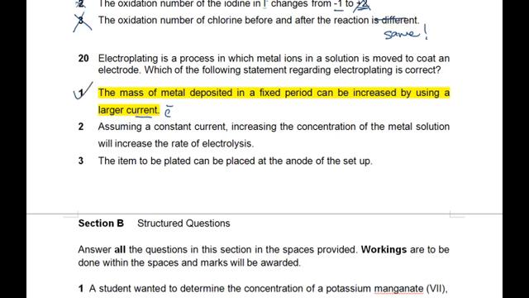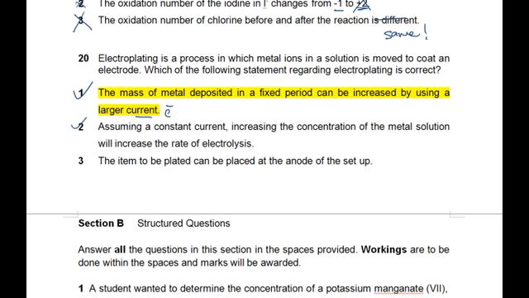Assuming a constant current, which means that the rate of flow of electrons is the same, increasing the concentration of the metal solution will increase the rate of electrolysis. No, the rate at which electrolysis will take place will only depend on the current, only the current. So increasing the concentration will not have an effect if you assume that there is a constant current.